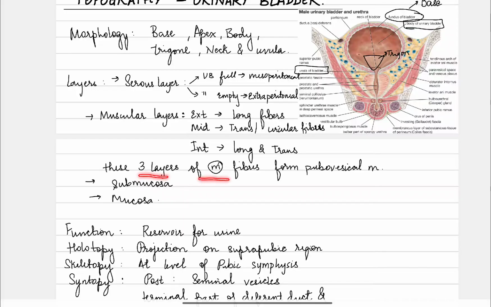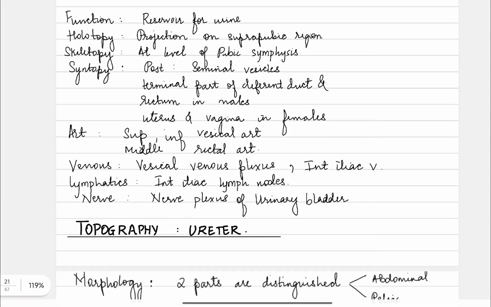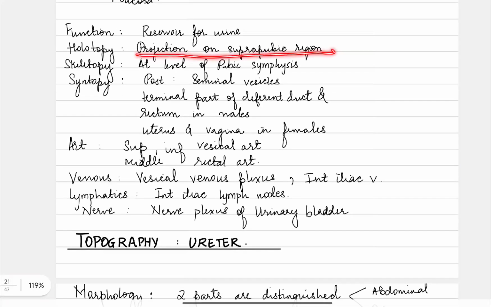These 3 layers of muscle fibers form the pubovesical muscle. Then there is submucous and mucosal layer. Function is reservoir of urine. Holotopy is projection on the suprapubic region. Skeletopy is at the level of the pubic symphysis.